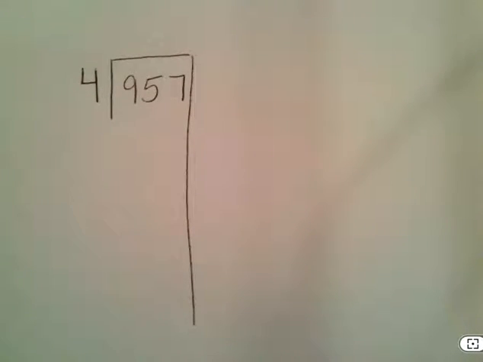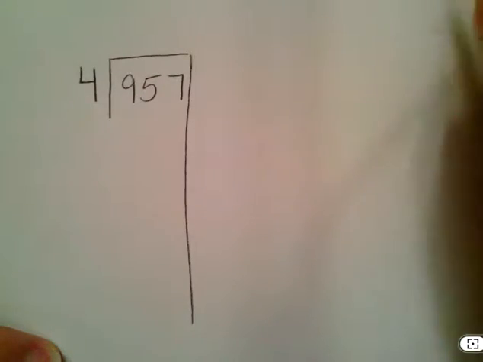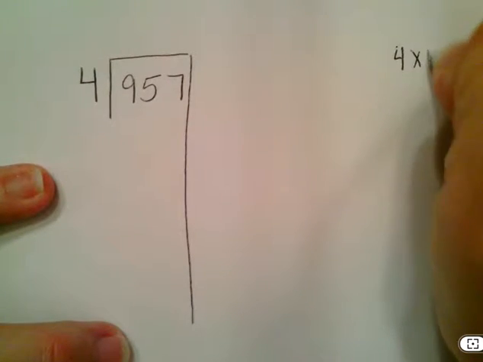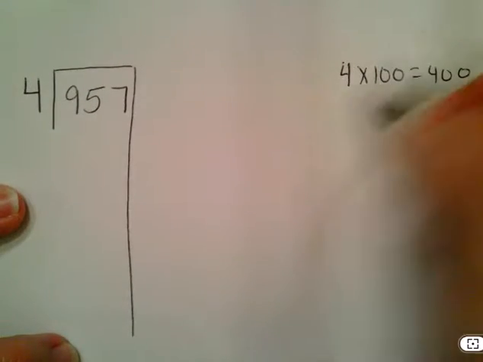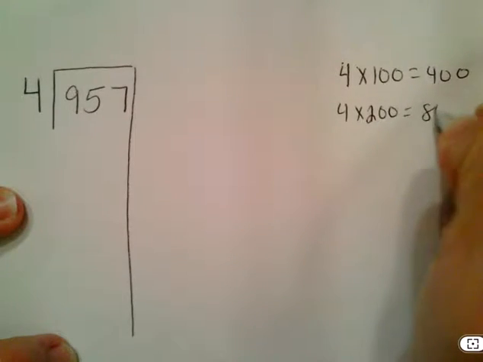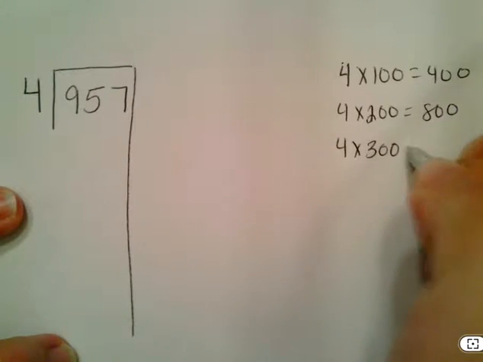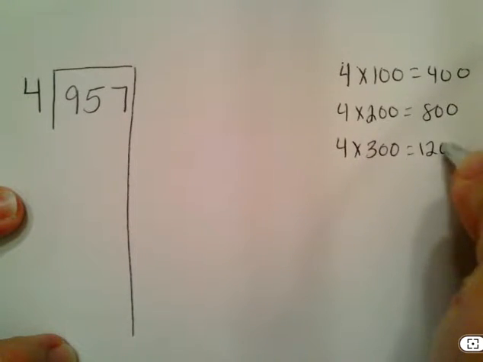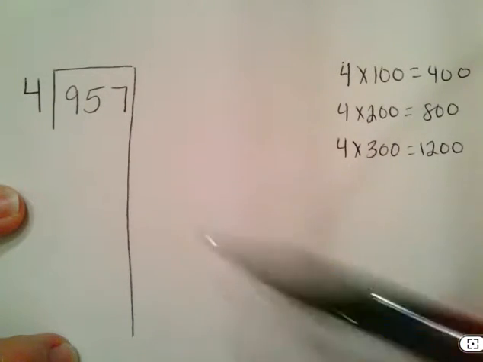All right, so I'm doing 957 divided by 4. And the first thing I'm going to do is start with my helper off to the side. So 4 is my magic number. I'm dealing with 4. So I'm going to do 4 times maybe 100, which is 400. All right, and then I'm going to keep going. 4 times 200 is 800. And then I have 4 times 300 equals 1,200, which of course has gotten a little bit too high for my 957.